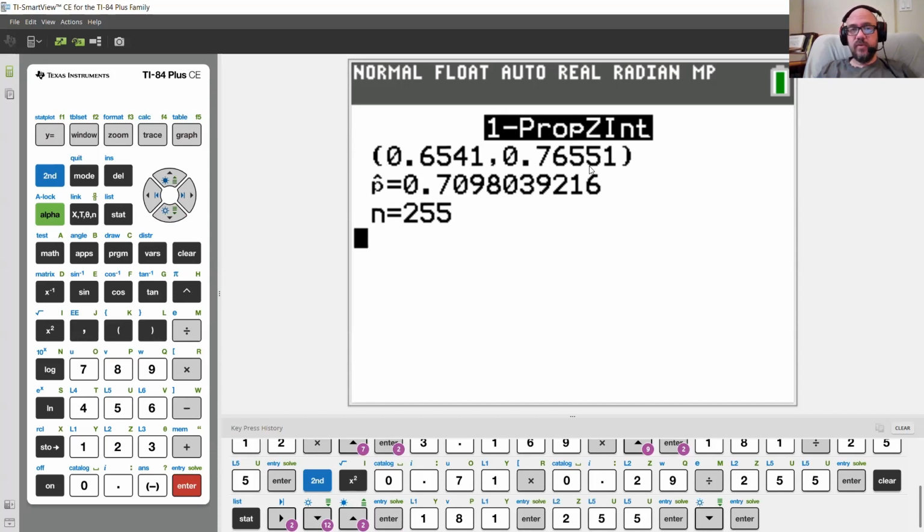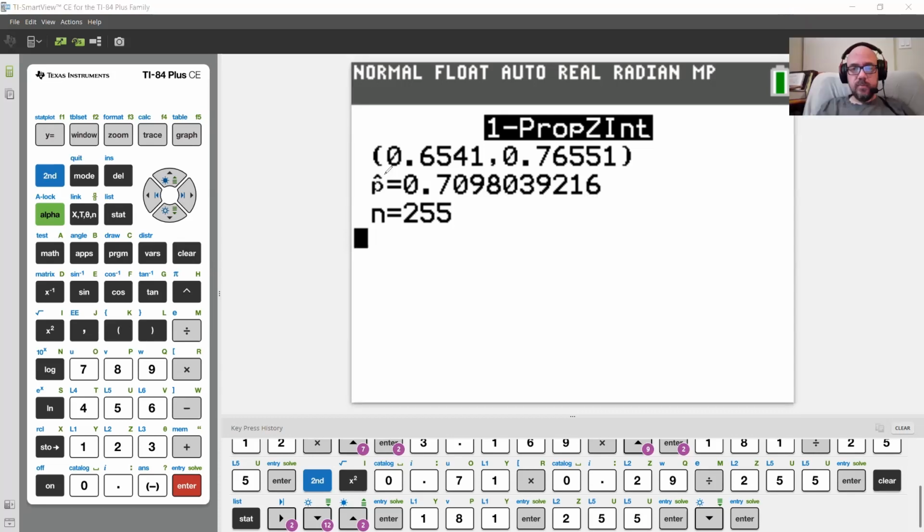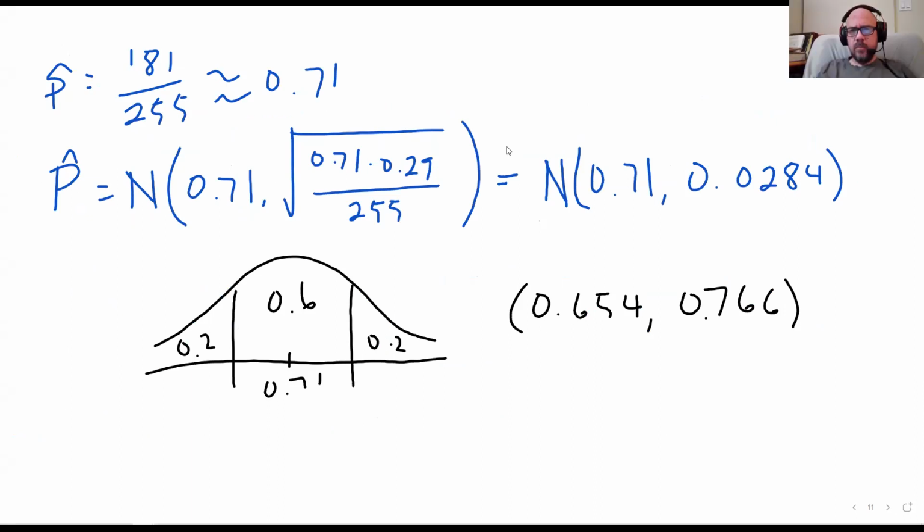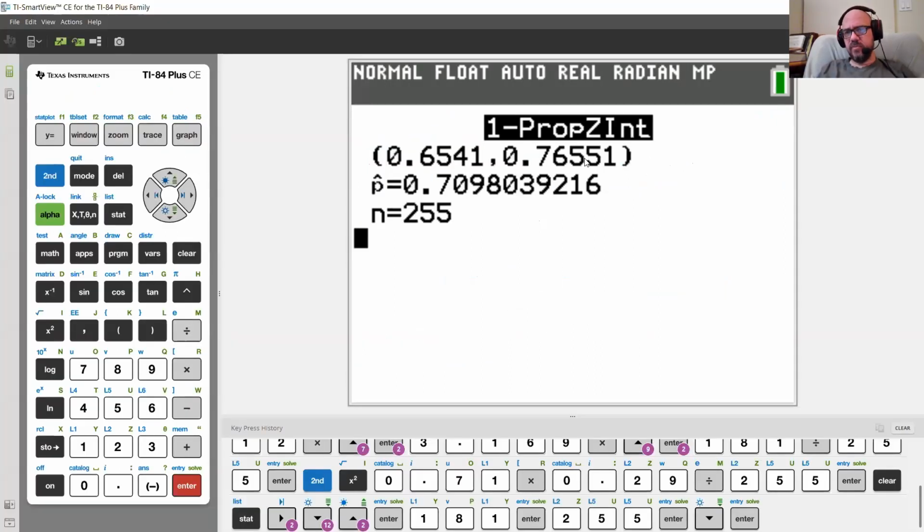Notice that that was exactly what we got, right? 65.4%, 76.5%. This is actually slightly more precise. They're going one extra decimal place here. I did 0.71, right? And they're actually using 0.70980939216, right? So more precise proportion. But they're getting the same thing that we got right over here, which was 0.654 to 0.766. They rounded the 7655 to 76, or I rounded 7655 to 766.